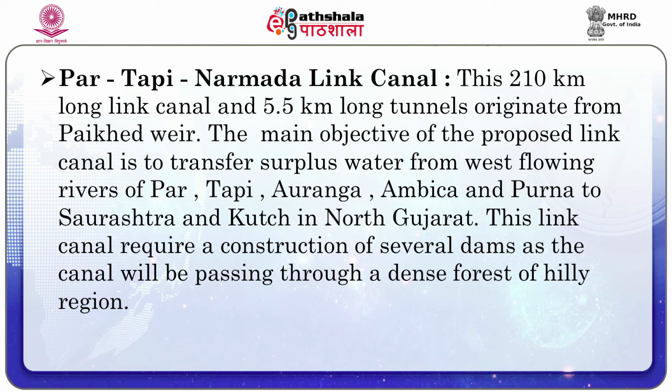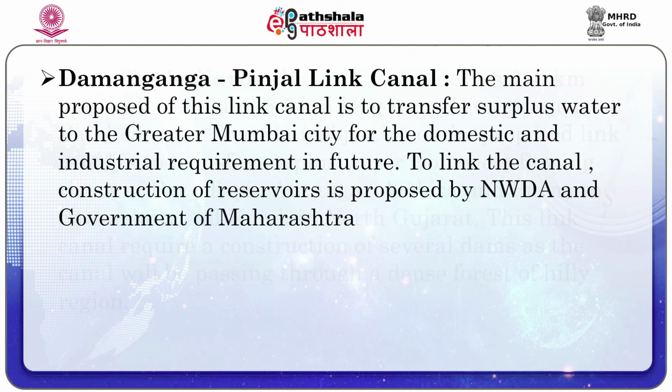Par-Tapi-Narmada link canal. The proposed link canal of Par-Tapi-Narmada, with a 210 km length and 5.5 km long tunnels, originates from Paikatware. The main objective of the proposed link canal is to transfer surplus water from west flowing rivers of Par, Tapi, Auranga, Ambika and Purna to Saurashtra and Kutch in North Gujarat. This link canal requires the construction of several dams as the canal will be passing through a dense forest of hilly regions.